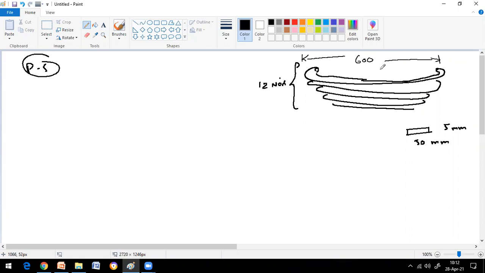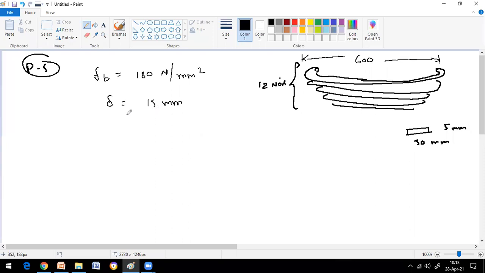The greatest bending stress is not to exceed 180 Newton per mm square. The bending stress is already given as 180 Newton per mm square, which it should not exceed. And the central deflection is also given as 15 mm. Estimate the magnitude of the greatest central load that can be applied to the spring.